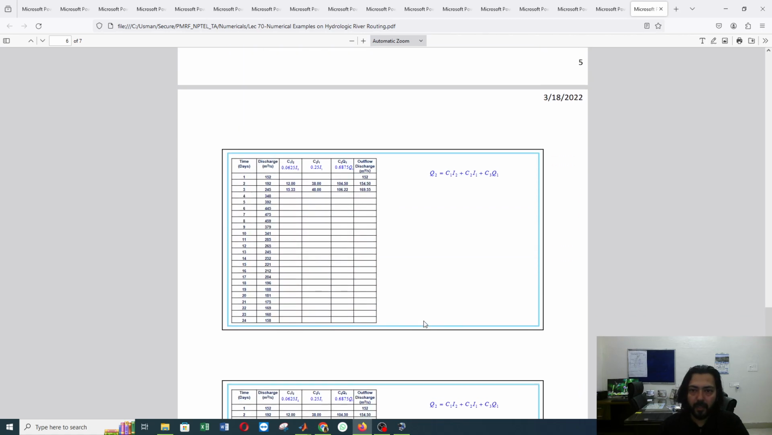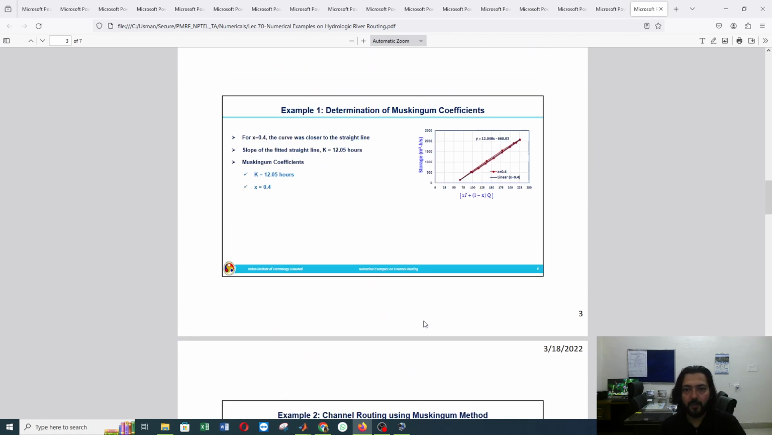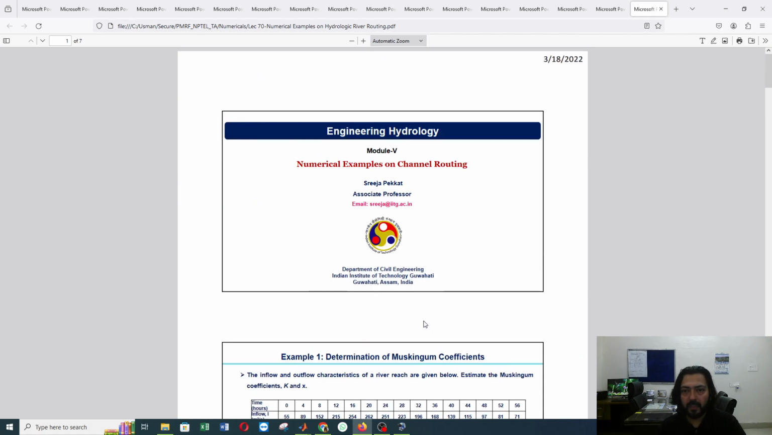So this kind of numerical could be asked in examinations. So I would suggest you revise both of them, the Muskingum coefficient and Muskingum method, as well as the modified Puls method.